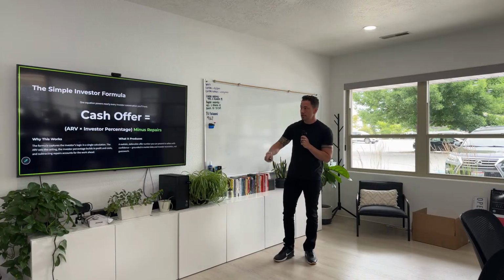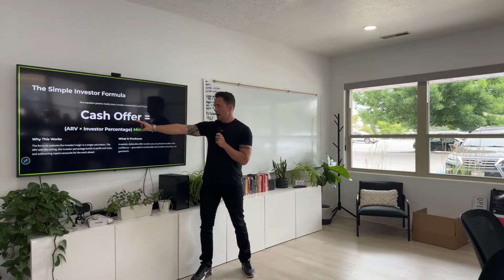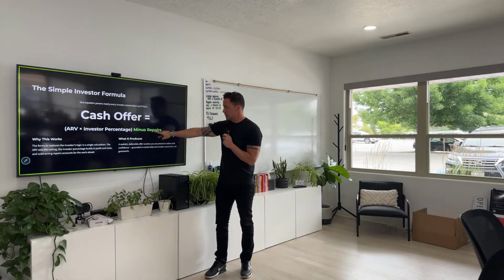Okay, so it's very easy. The simple investor formula: cash offer equals ARV times the investor percentage, minus repairs.